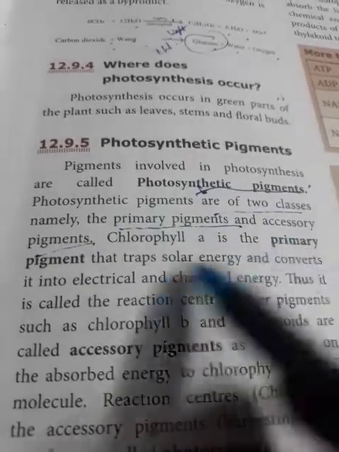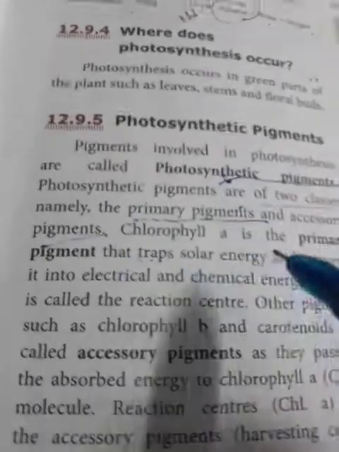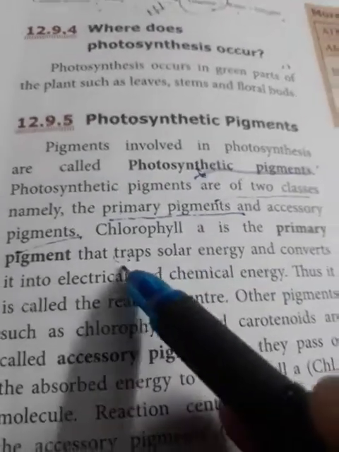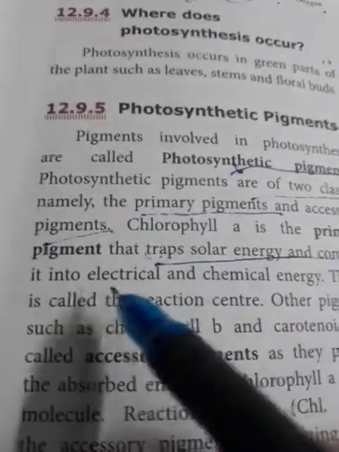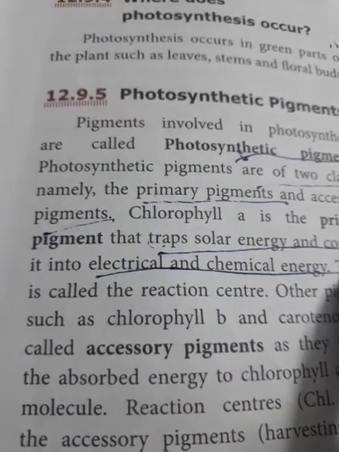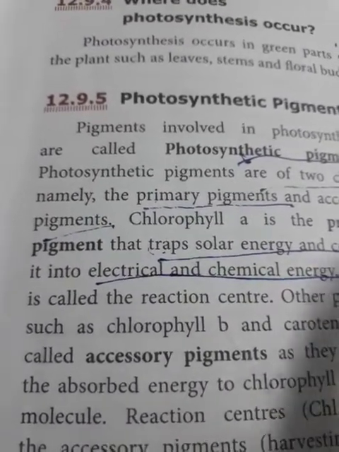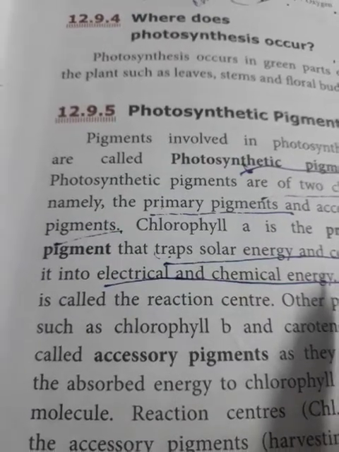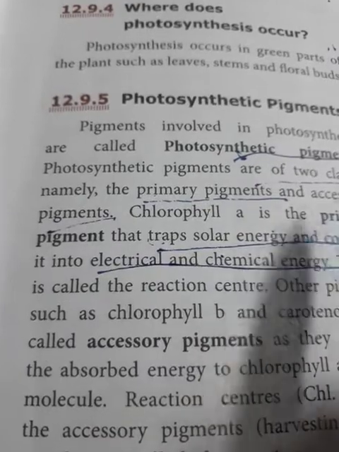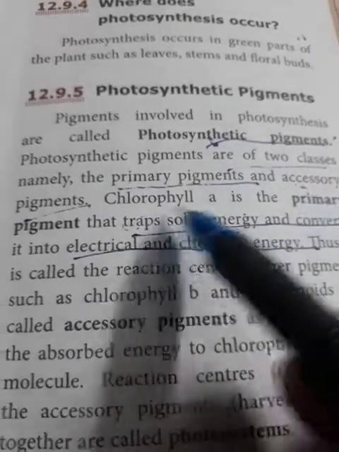Now primary pigments, who are they? Chlorophyll A is considered as the primary pigment and its main function is to trap the solar energy and convert it into electrical and chemical energy. That is the main function. These pigments are called the primary pigments. Example, who is the primary pigment? Chlorophyll A.